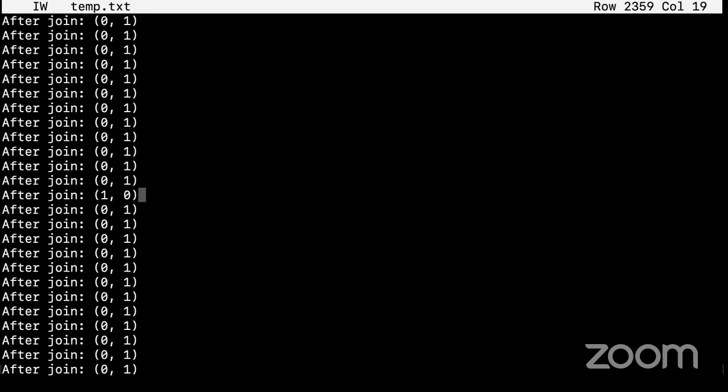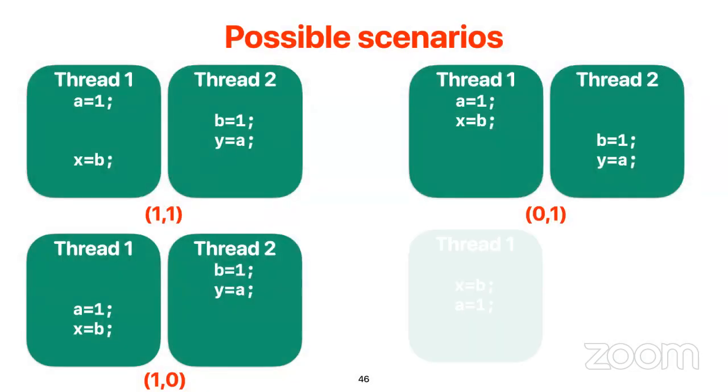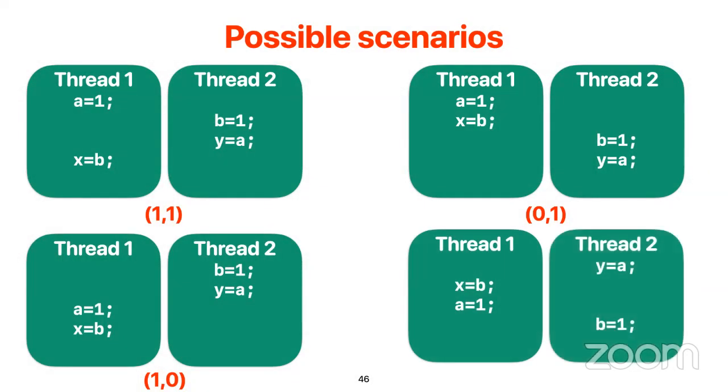1, 0. So now the question is, is there going to be 0, 0? The answer is yes. Really? Yeah. So does that mean main executes before thread one and thread two? So here's the thing. Don't forget, in your processor, within each thread one and thread two, they do out-of-order scheduling. And when we do out-of-order scheduling, the scheduler is per core. So I can potentially reorder x equal to b to execute before a equal to one.